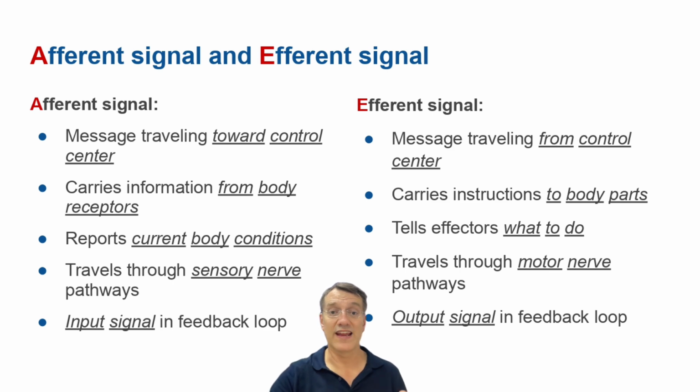Afferent signals are messages traveling toward your control center. That's afferent with an A. They carry information from body receptors and report current body conditions through sensory nerve pathways. Efferent signals, that's efferent with an E, notice how it's pronounced differently. Efferent signals are messages traveling from your control center to body parts. They carry instructions and tell effectors what to do through motor nerve pathways. Think afferent approaches and efferent exits the control center.